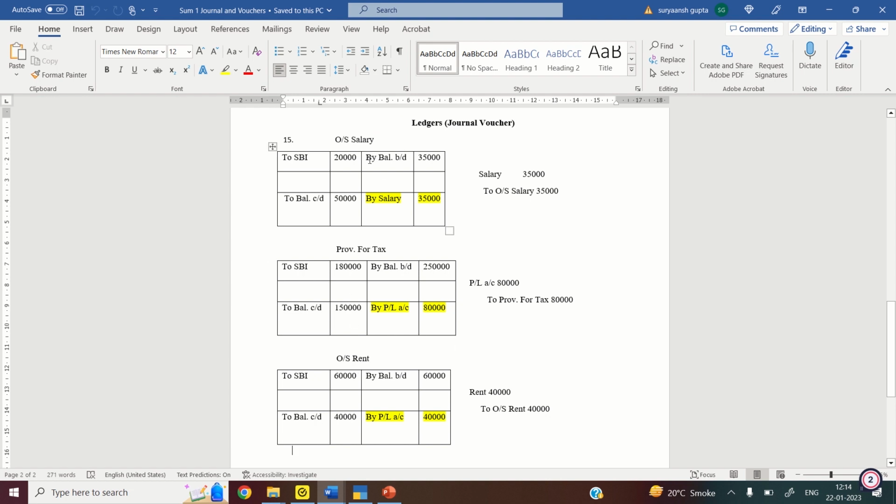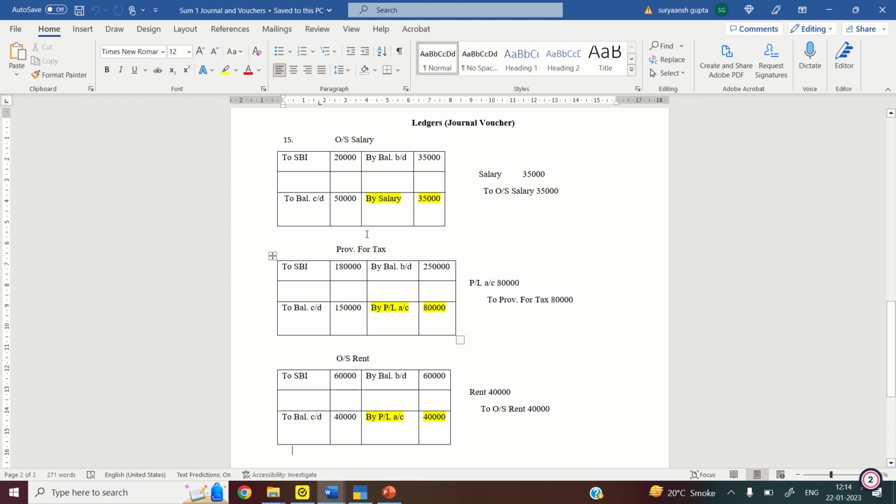Now, first of all, I will write here the balance brought forward from the balance sheet. From the balance sheet, you can see the balance brought forward of outstanding salary is 35,000. The balance brought forward of provision for tax in the balance sheet is 2,50,000, and for outstanding rent it is 60,000. Now in point number 14 you need to look at what you have paid. It is mentioned that outstanding salary is paid via SBI 20,000, provision for tax is paid via SBI 1,80,000, and outstanding rent is paid via SBI 60,000.